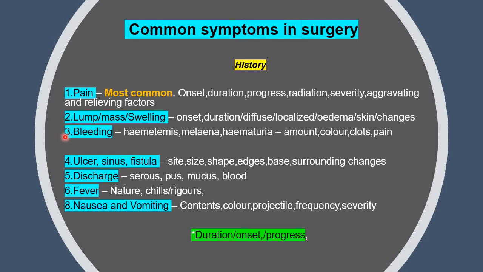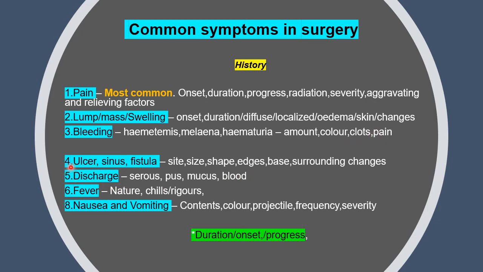The third common symptom in surgery is bleeding, and this can be hematemesis, the vomiting of blood, melena, passing of black stools, stale blood, or black stools, and hematuria, passing of blood in the urine. In all these conditions, it is important to document the amount of blood, the color of the blood, the presence of clots, and whether it's associated with pain or otherwise.